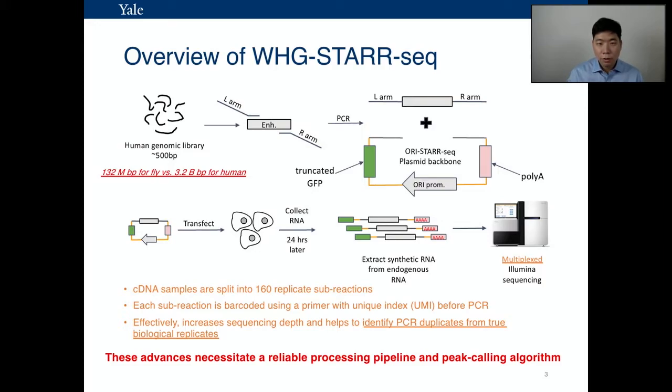In addition, to help identify true duplications from PCR duplicates, we split the cDNA libraries into 160 sub-reactions, each with a unique UMI barcode, and we pooled them for sequencing. These advancements made the downstream processing more complex and challenging, so we carefully thought about a way to uniformly process these enhancers while addressing any potential biases and artifacts from the assay.